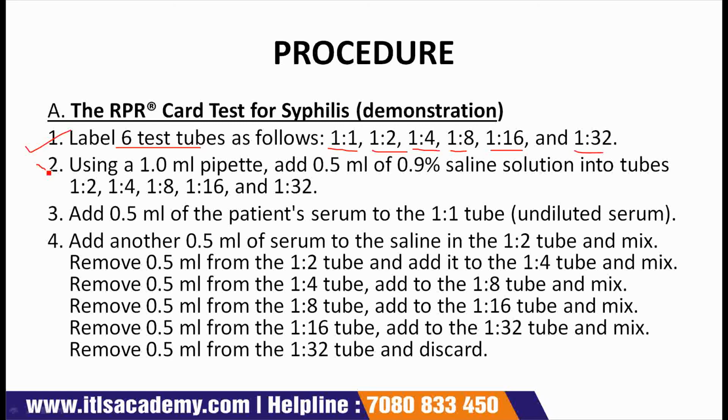In the next step, using a 1 ml pipette, add 0.5 ml of 0.9% saline solution into tubes 1:2, 1:4, 1:8, 1:16 and 1:32. After addition of saline solution, add 0.5 ml of the patient's serum to the 1:1 tube, and this is undiluted serum. This is the main point of this step.